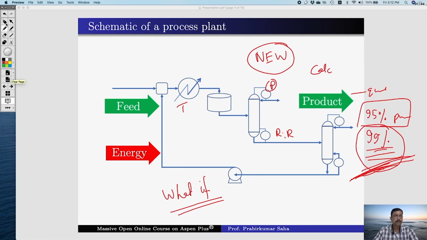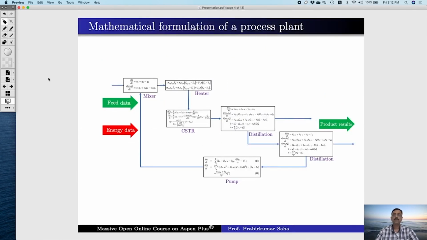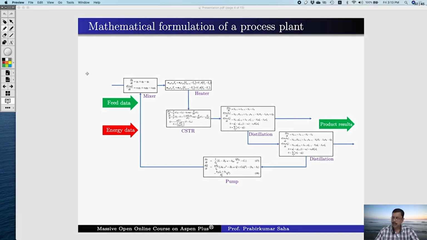We all know we have to replace these processes, or we have to replace this equipment with their mathematical counterpart. Here you see we have replaced the mixer, heater, CSTR, all of them have been replaced by a set of differential and algebraic equations.